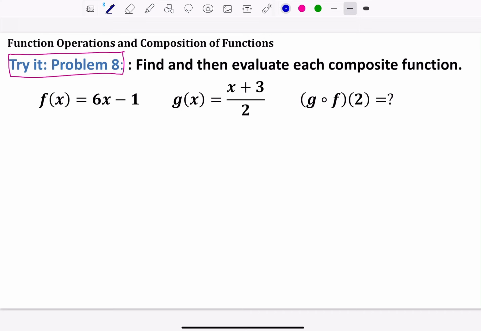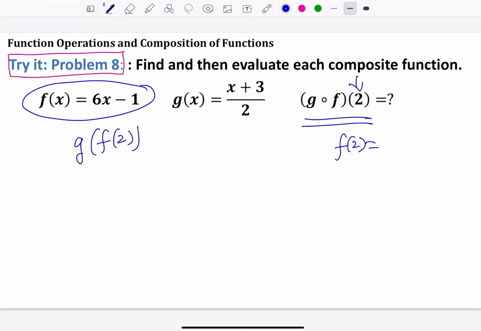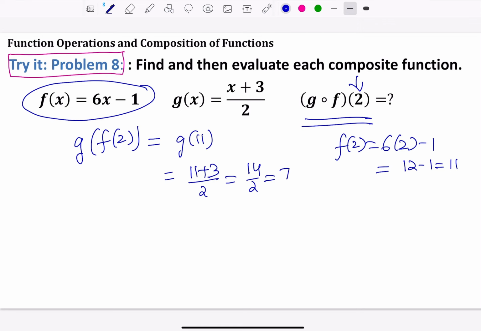Another example, we want to find g of f of 2. If you are not just finding g of f of x, but you're looking at a particular value of x, it's a lot easier to do g of f of 2. Now let's find f of 2 first. F of x is 6x minus 1. F of 2 will be 6 times 2 minus 1, which is 12 minus 1, which is 11. So we are finding g of 11. And the g function will add a 3 to the input and divide by 2. 11 plus 3 is 14, divided by 2 is 7. So g of f of 2 is 7.